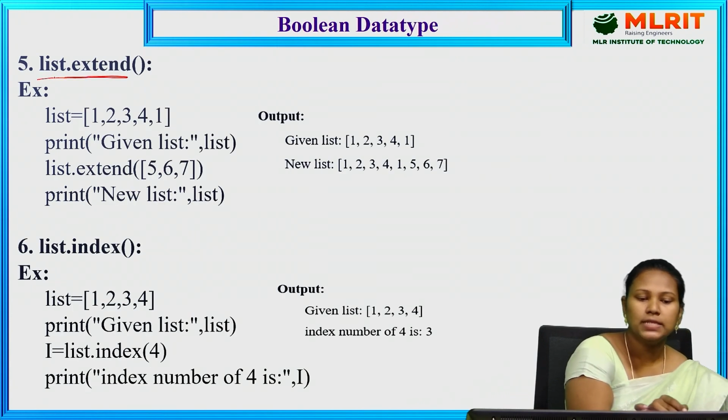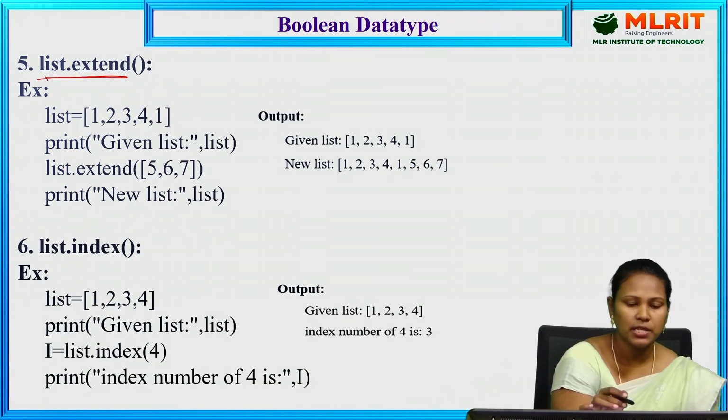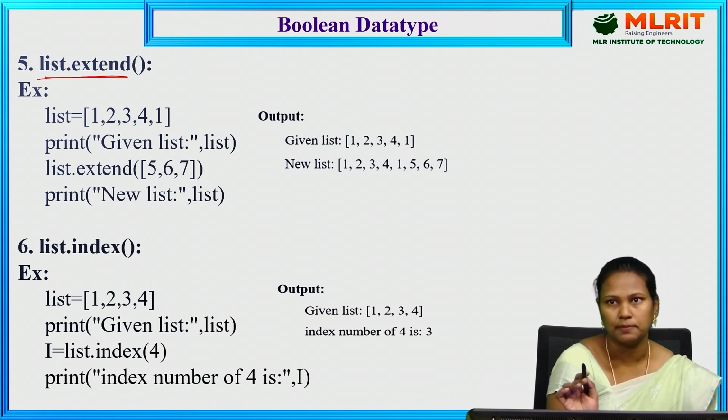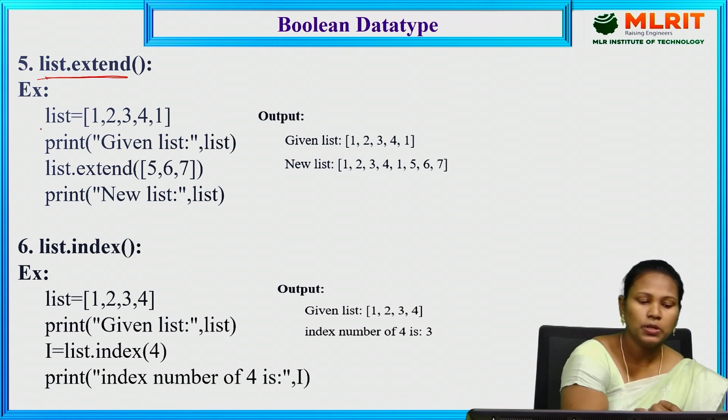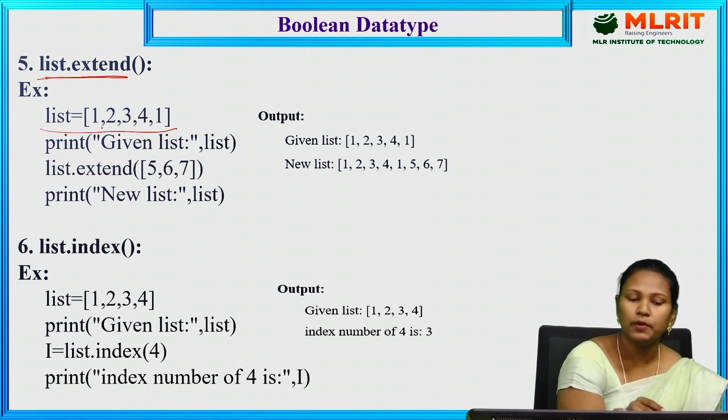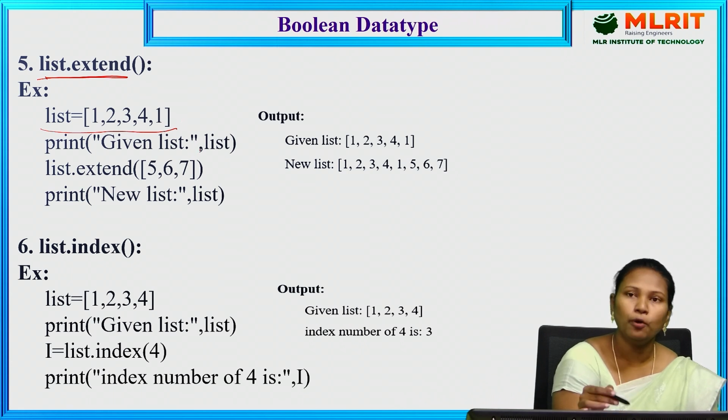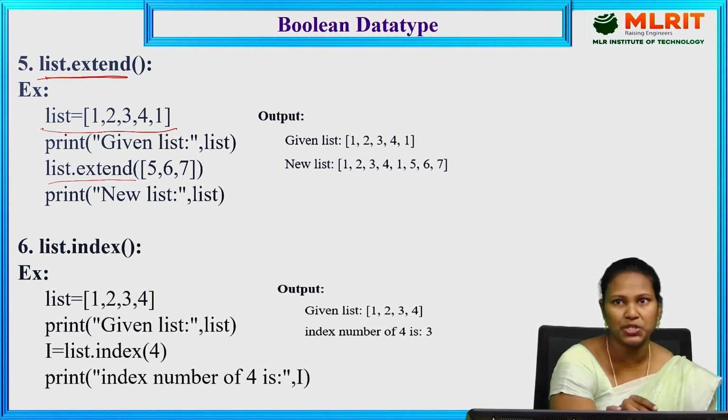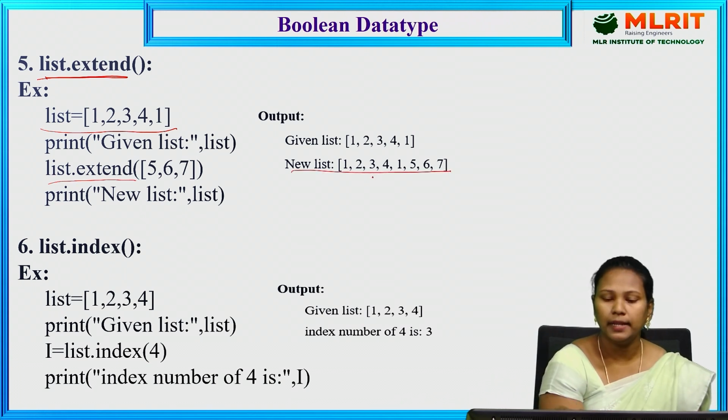The next one is extend. Extend is used to add multiple elements to the list. With the help of append, we add one value only. So the list is already created, and we have 1, 2, 3, 4, 1. If we want to add multiple elements, we use extend. List dot extend provides an extension to that list, so we are adding the new elements here.